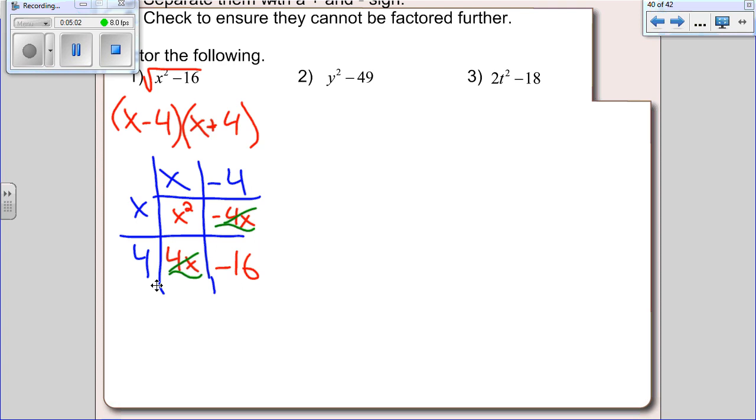Alright, number 2. Our first step is to take a greatest common factor out. There isn't one. The next step is to count the number of terms. There's 2 terms here.